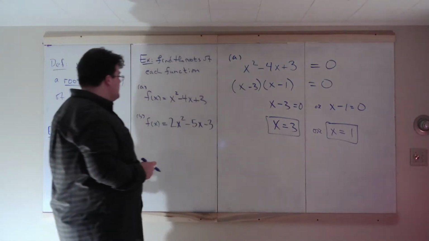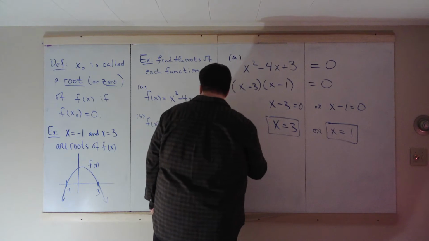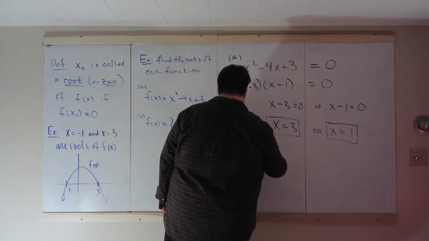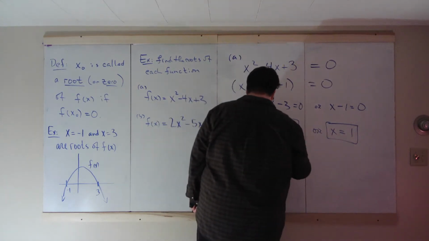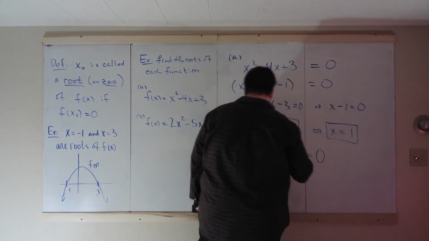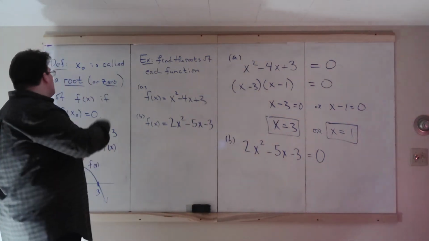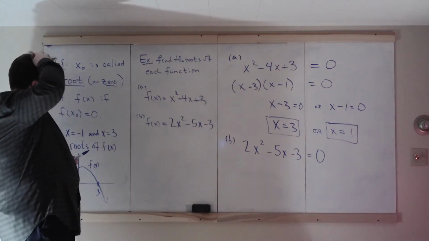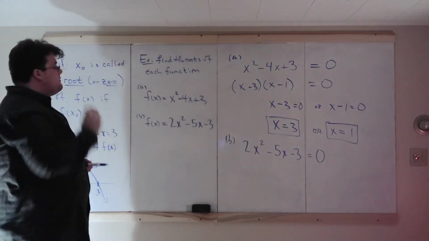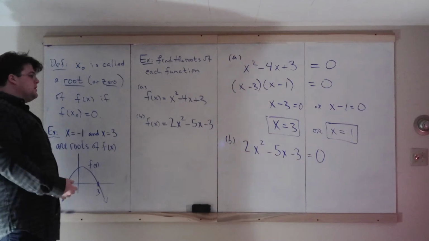Well, next we have this function. I guess I'll do it under here. I probably have enough room. We have 2x squared minus 5x minus 3 equals 0. Now, when the number on the x squared is not a 1, these are much less convenient. But if the number in front of x squared is a prime number, it does make it a little easier than it could be.